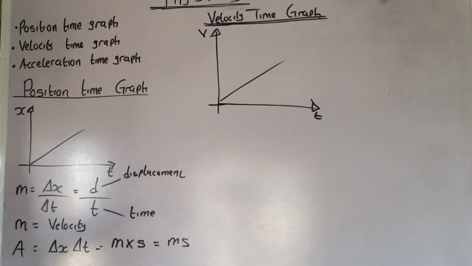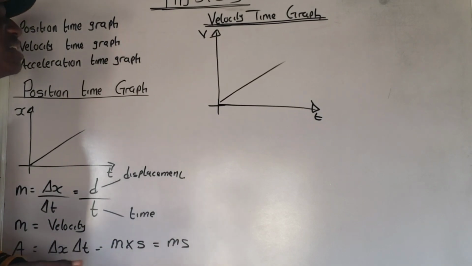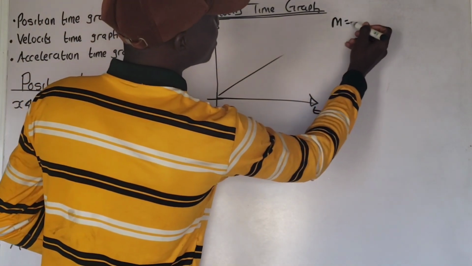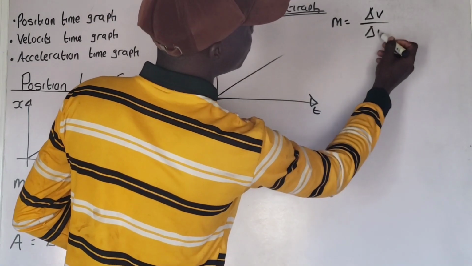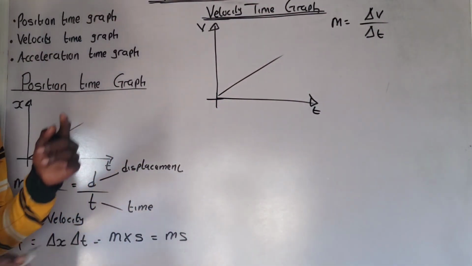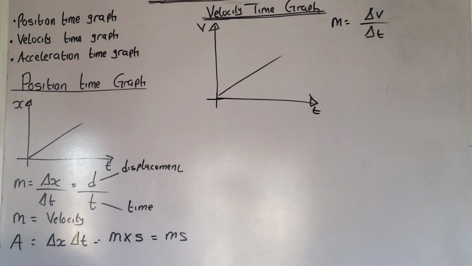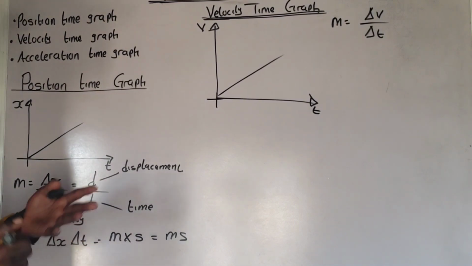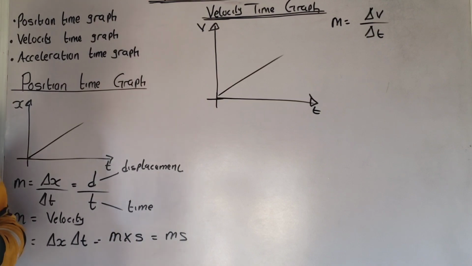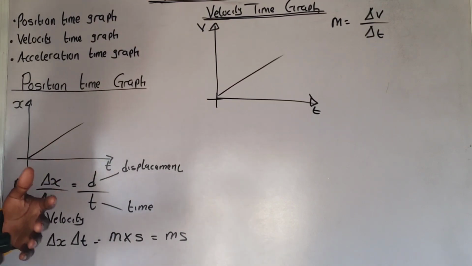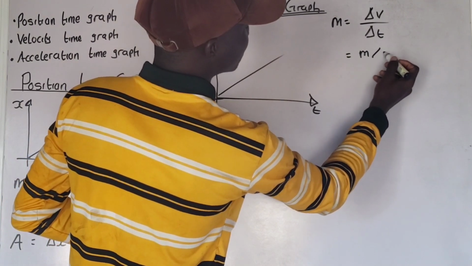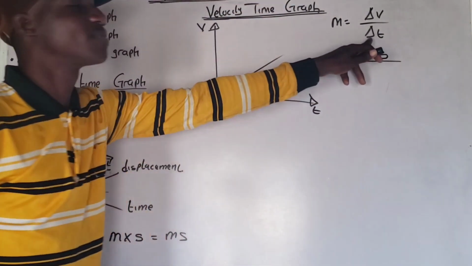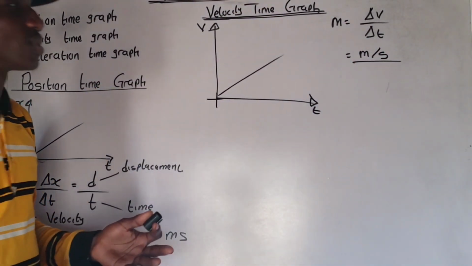Now, what does the slope of a velocity time graph tell us? Don't forget that slope is associated with division. In this case, m is equal to what? m is equal to dv, the change in v, all over the change in t. You understand? Now, what does the slope of a velocity time graph tell us? Well, let's check. Don't forget that the unit of velocity is what? Meter per second. So for this, I'm going to have meter per second all over the unit of time, which is seconds.